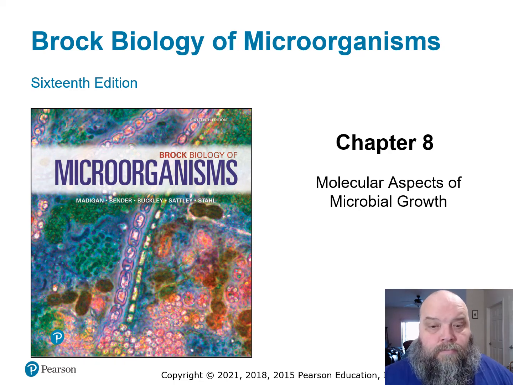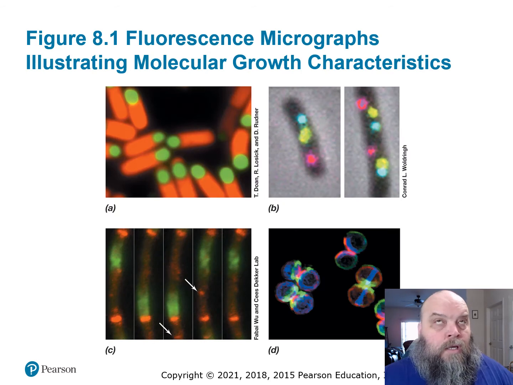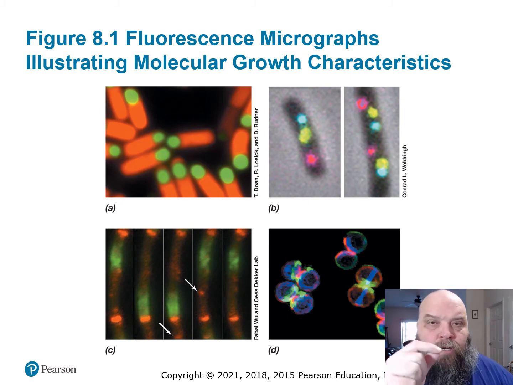Chapter 8, Molecular Aspects of Microbial Growth. Now, up till now, we've discussed microbial growth in loose terms of metabolism and things like that. Here we're going to be looking at specific metabolic functions that have to occur for the cells to go from 1 to 2, what genetic structures have to be there, what genes have to be expressed, and all of that. We're going to be looking at more than just the binary fission, 1 to 2.